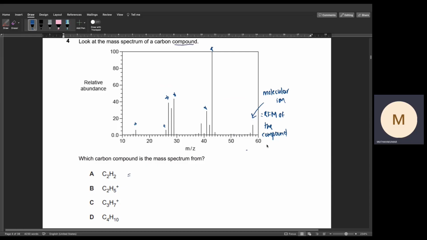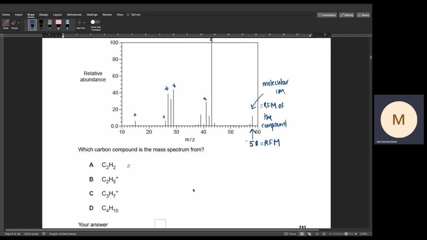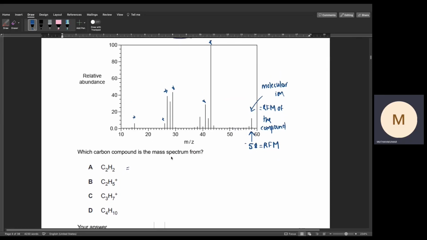At GCSE level, the only real bit of analysis you need to be able to do is to look at the peak on the far right, know that it's equal to the molecular ion, and also know that the x value that you obtain from that peak is the relative formula mass. So the relative formula mass for this compound is 50, 51, 2, 3, 4, 5, 6, 7, 8. So from this graph, we have figured out that the relative formula mass of the compound we're testing is 58.